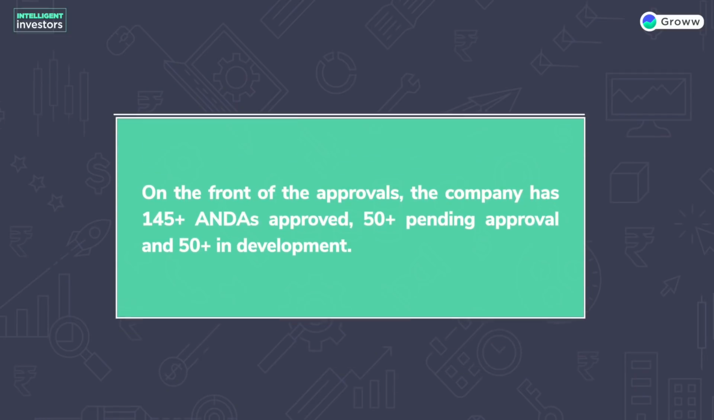Now, if you look at the company from an approvals perspective, let's see, we had Alembic that had 137 ANDAs. Let's look at how much this company has. So Glenmark has more than 145 approved ANDAs, 50 more ANDAs pending approval, and another 50 generic drugs still in development, which will then go for approval and get approved, which will drive a lot of revenue. Okay, so you can see that the pipeline is very strong in this company.